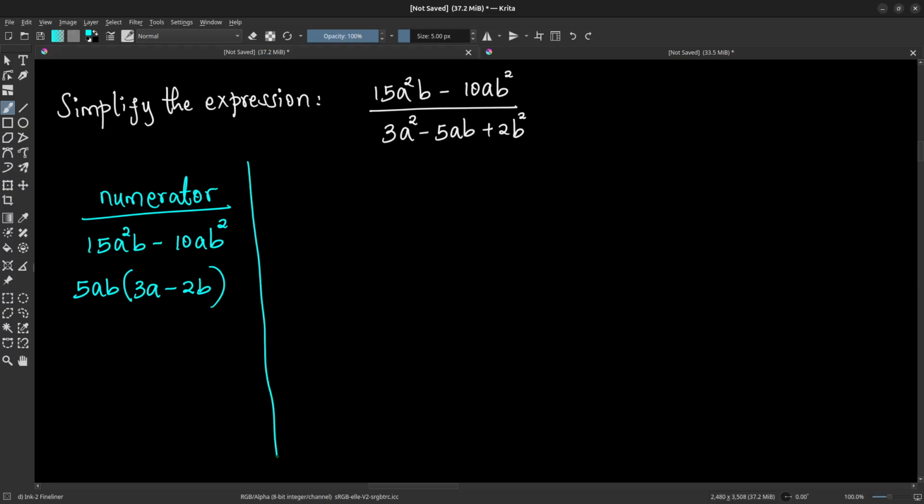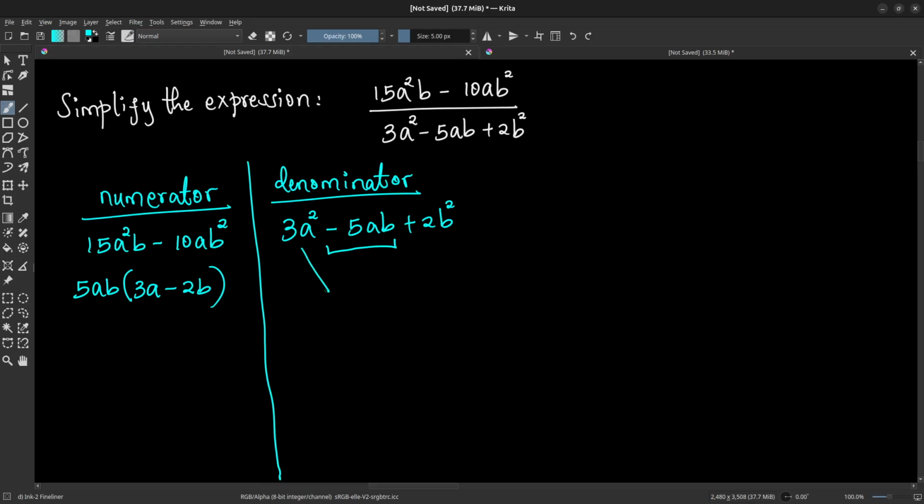Now it's time to talk about the denominator. We are given the denominator as 3a squared minus 5ab plus 2b squared. This is a quadratic expression. To simplify it, we need to rewrite this middle term, and we are going to rewrite it so that it is composed of two terms.